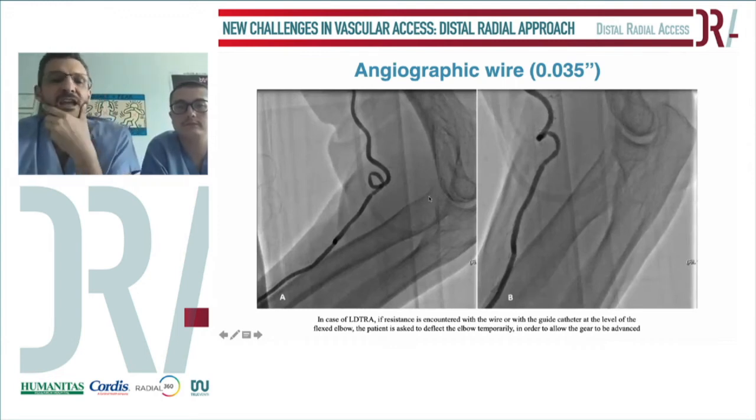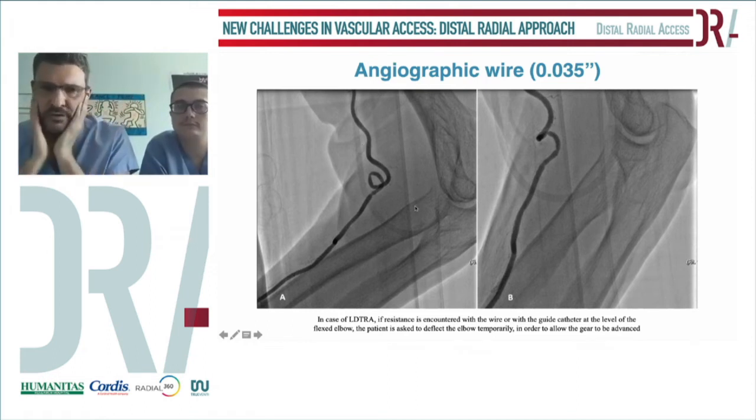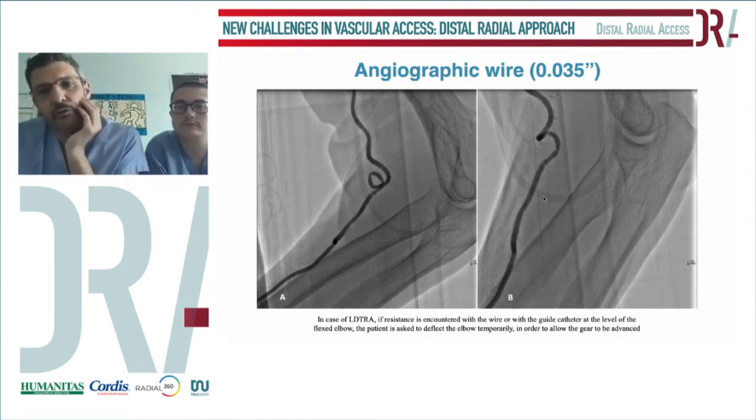This was taken during our first experience in CTO PCI from distal radial. This is what happened at the level of the elbow during the flexion of the elbow. You can find some resistance in terms of advancement of the wire, the angiographic wire, such as the coronary wire, depending on the wire that you choose to be advanced. But if you ask the patient to deflex the elbow, what happens? You don't have this loop anymore, and you can advance the angiographic guide wire without any problem.